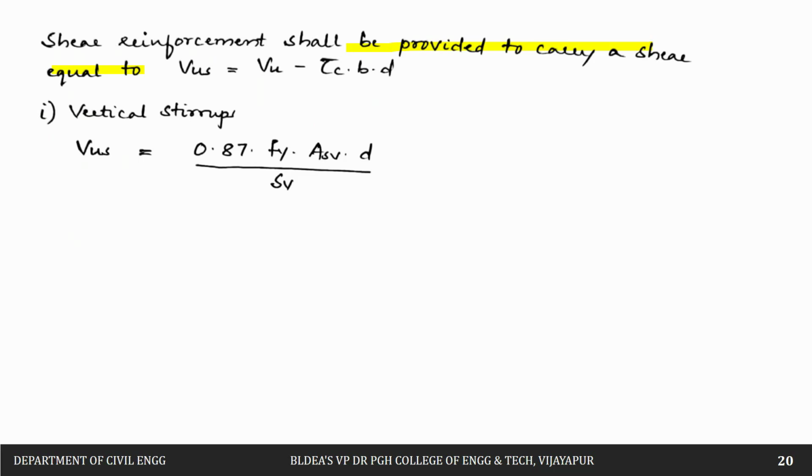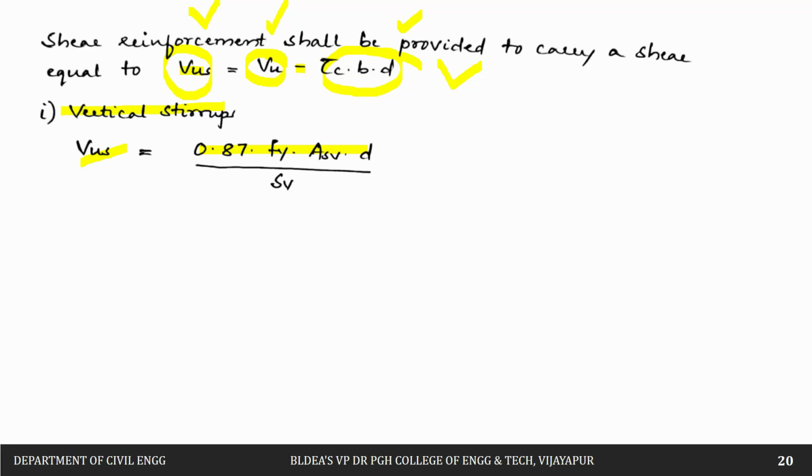The next is that shear reinforcement shall be provided to carry shear equal to Vus = Vu − τc·b·d. The shear reinforcement we provide has to resist this much shear force. Vu is the total shear force, and τc·b·d is the shear strength of the concrete. The total shear minus the shear that can be resisted by the concrete is the remaining shear, and for that we provide the shear reinforcement.